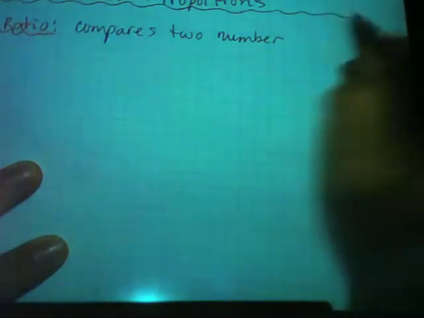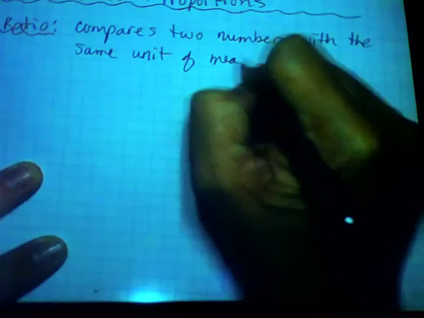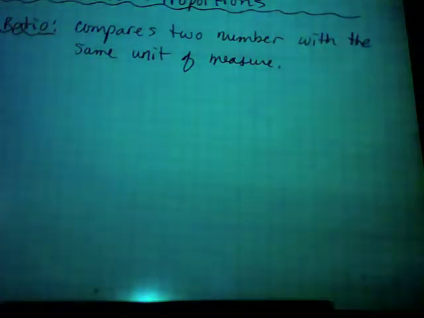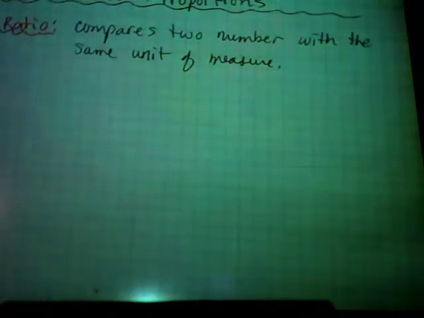So we need to know the difference between a rate and a ratio. So we're going to start with a ratio. A ratio compares two numbers with the same unit of measure. So it might be apples to apples, days to days, teacher to teacher, words to words. Whatever you're comparing, they have the same unit.